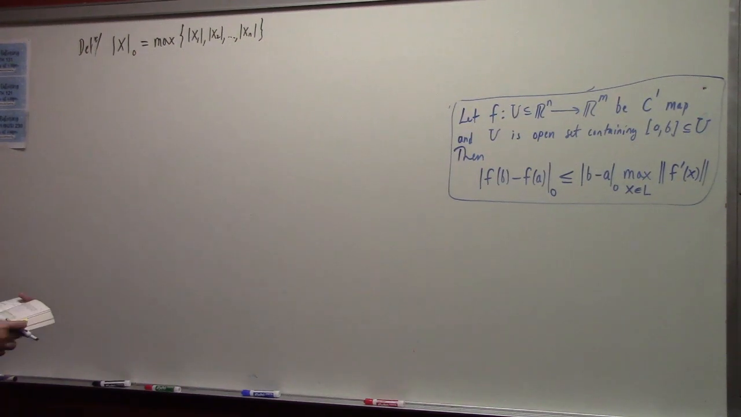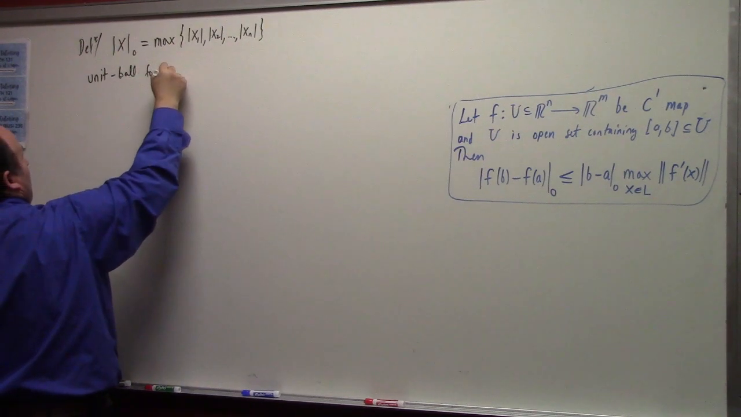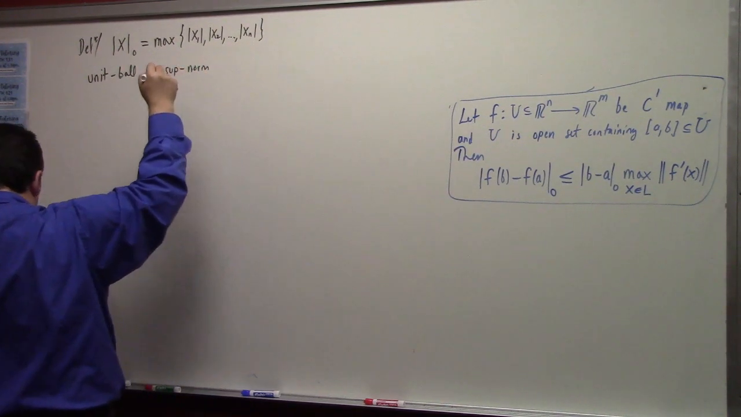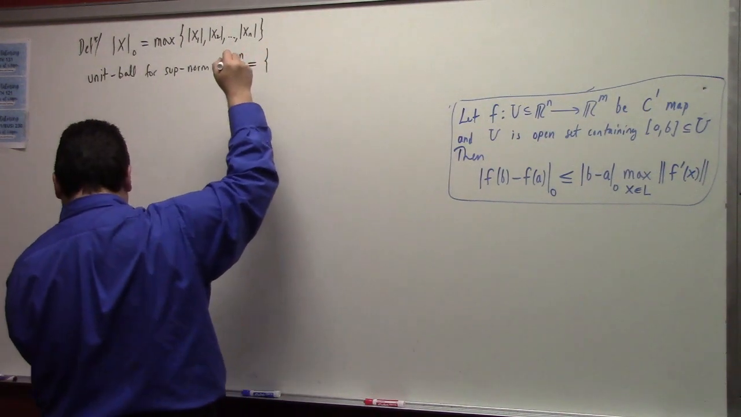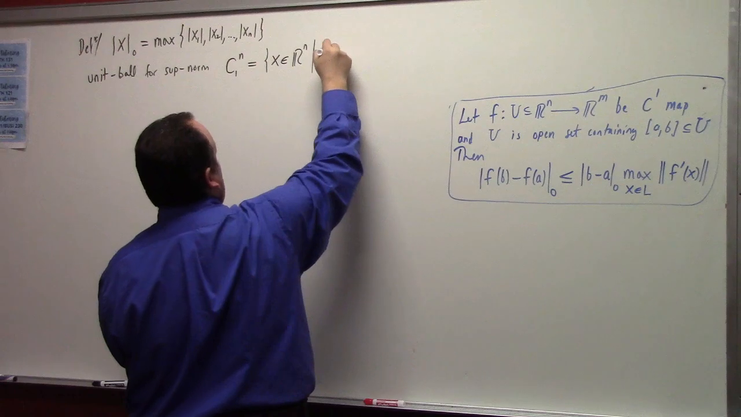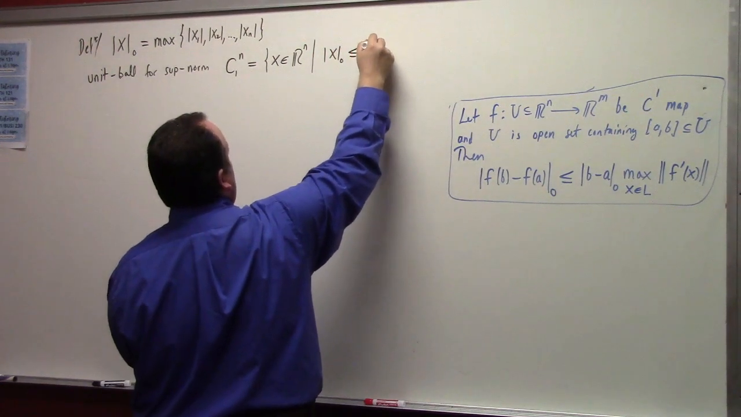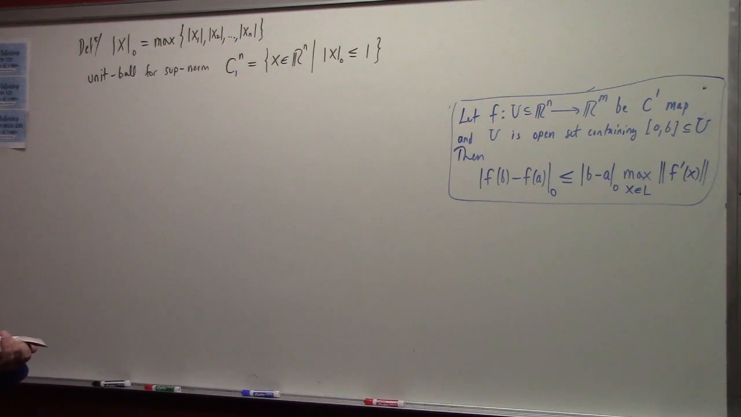All right. So the unit ball for the sup norm, Edwards has notation for that. He calls it the cube, C1n. That would be x in Rn such that the sup norm of x is less than or equal to 1. He describes it as symmetric with respect to the coordinate planes in Rm and Rn, and it has the point 1, 1, 1, 1, 1, 1 as one of its vertices.